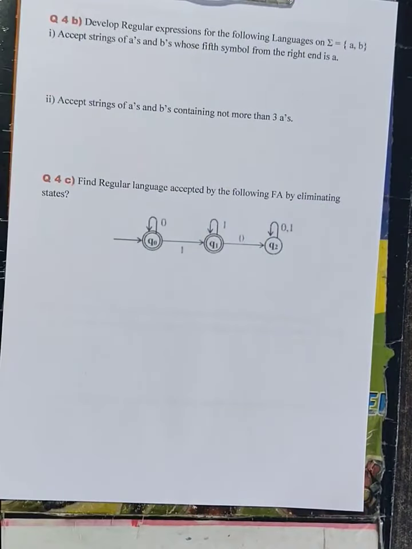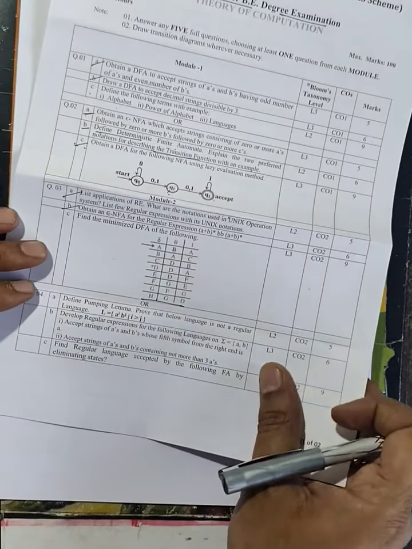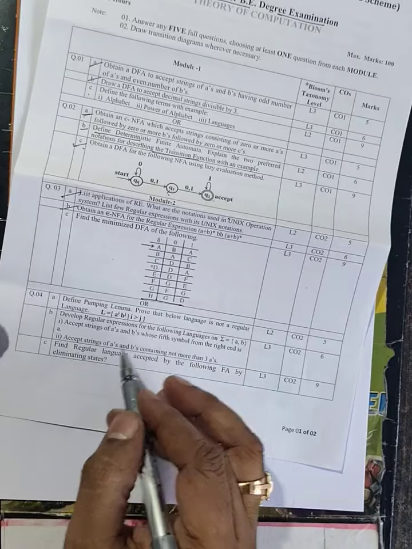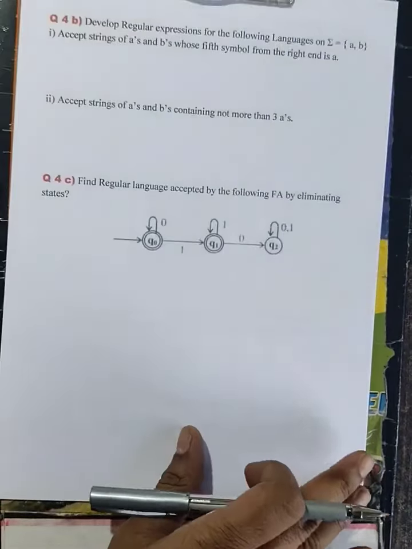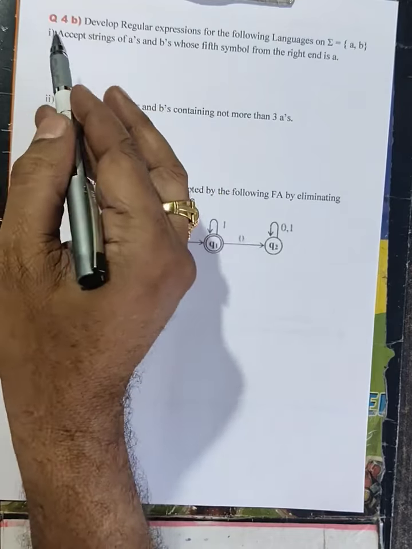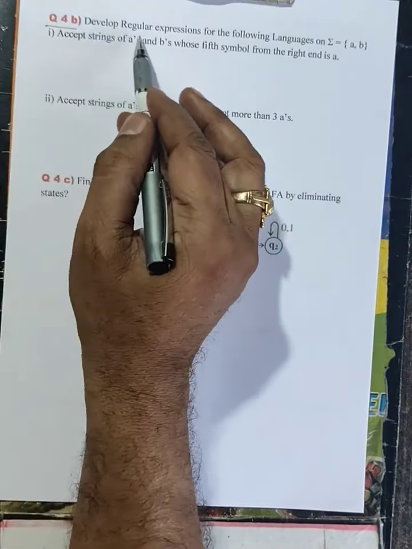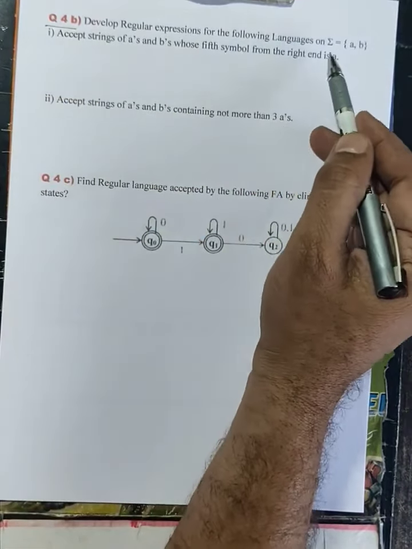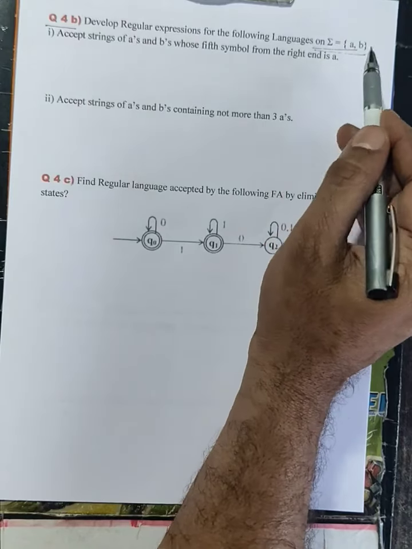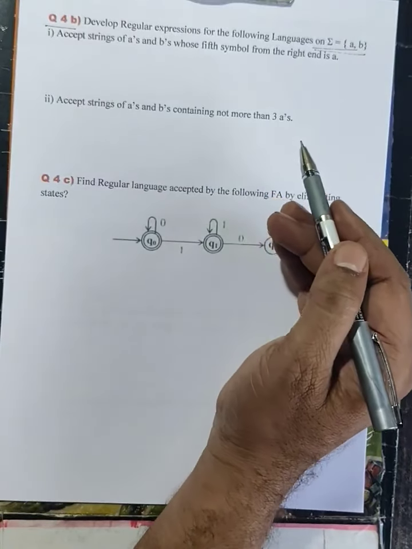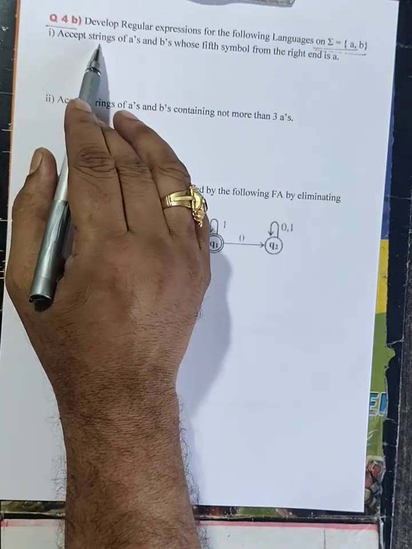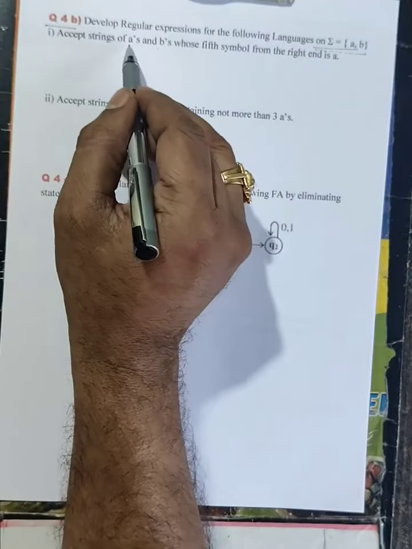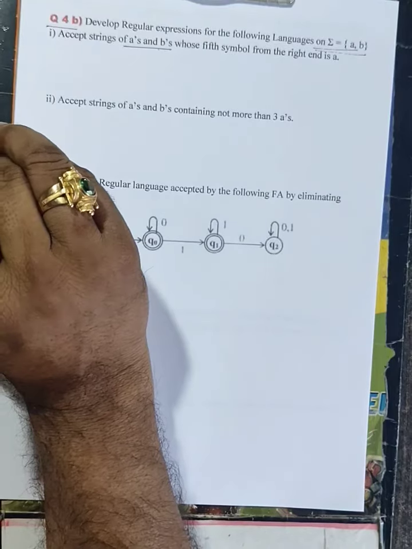Next question. Develop a regular expression. This is question number 4b. Develop a regular expression for the following language on input symbols a and b. It means from these two input symbols you have to generate the regular expression. Now what is the condition on it? Accept strings of a's and b's.